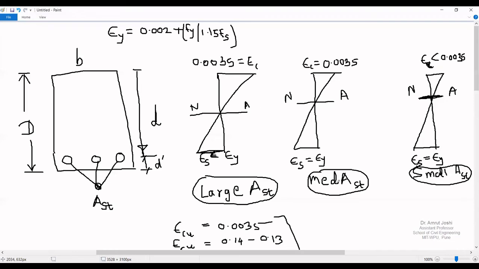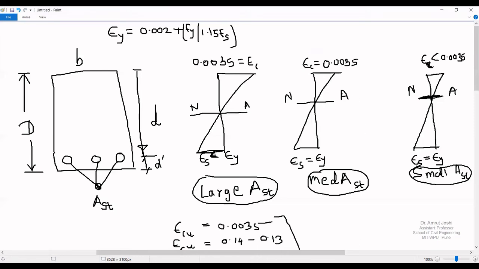Now let us look at the failure of the beam with a medium area of steel. So here, the moment the extreme compression fiber reaches the ultimate compressive strain of concrete, at the same time the steel starts yielding. Now steel can go on taking strain even beyond yielding to a substantial extent, up to 0.14 to 0.13, but it cannot do so because the extreme compression fibers have reached the ultimate strain of concrete. Therefore, even this section fails in a sudden way.